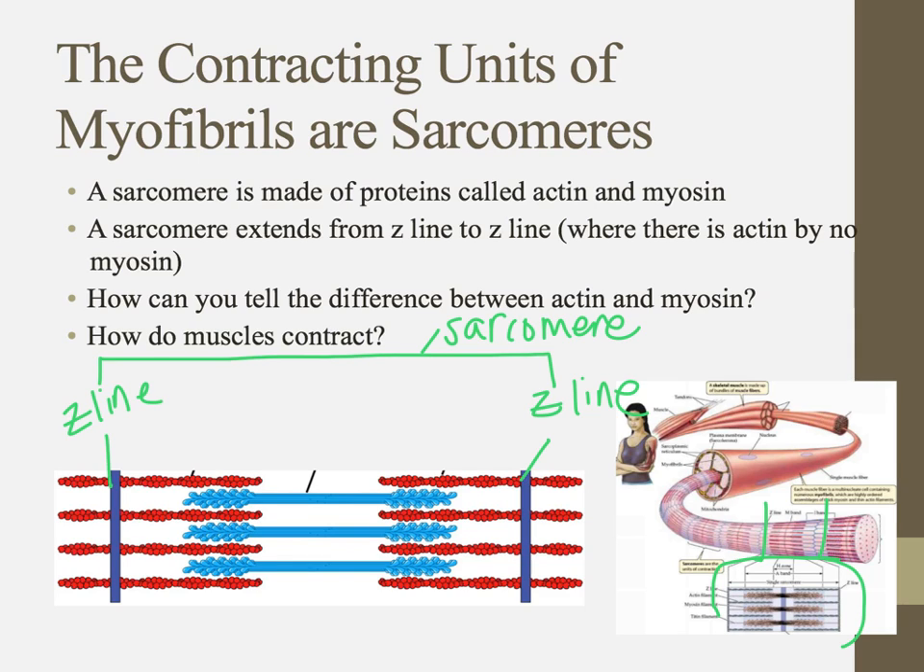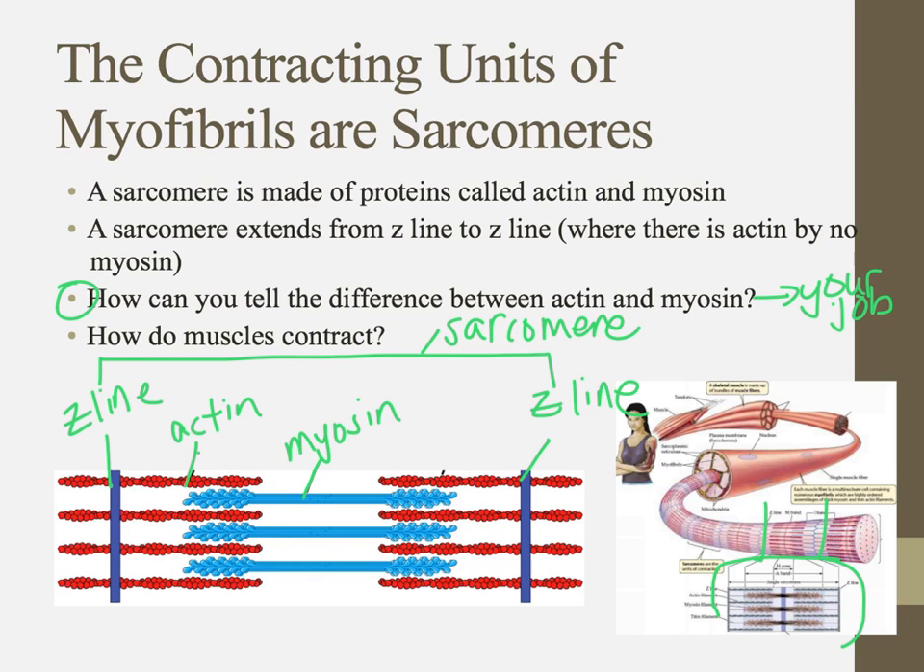Okay, so let's label this guy. Here we have in the middle this myosin, and this skinnier molecule is actin. So I'm going to leave it up to you to write down how you can tell the difference between them. You can look at your picture and figure that out.